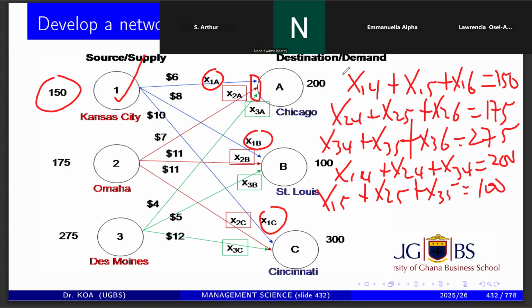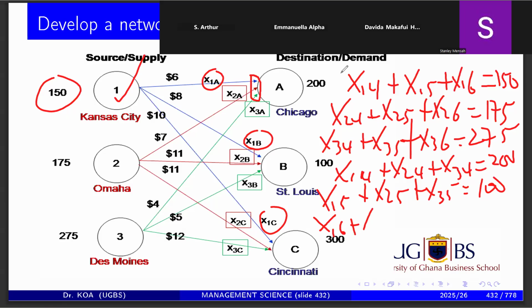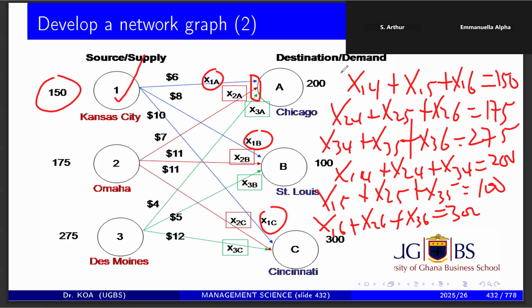Okay, good. And the last one? I'm going through this step by step so that you don't say that it wasn't done. Go ahead. x16 plus x26 plus x36 is equal to 300. Very good. We are done with the constraints.